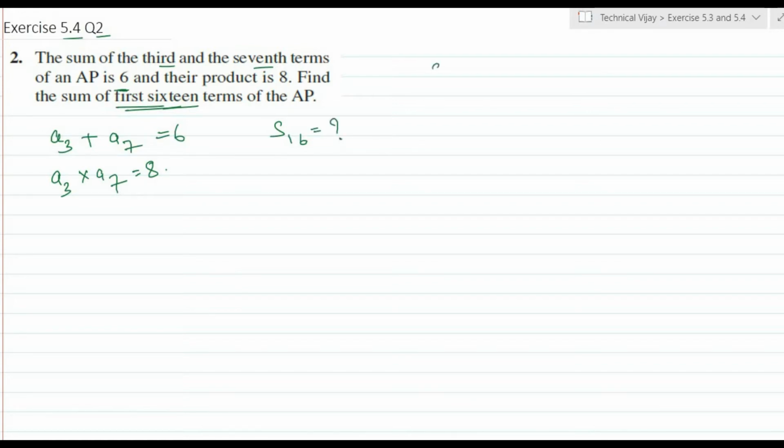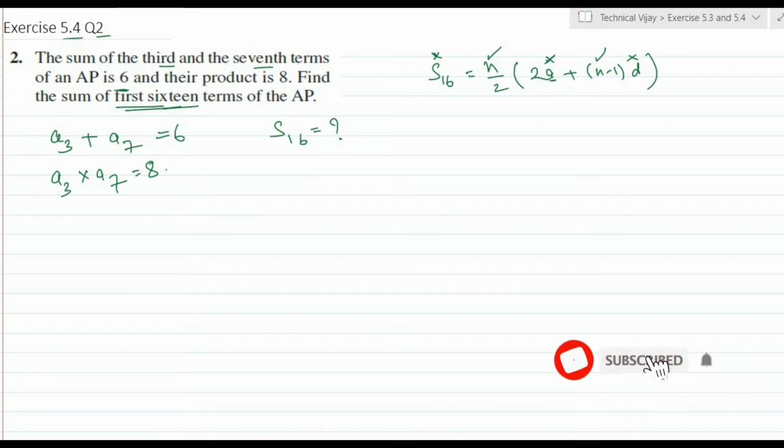So for finding S16, what should we know? So the n by 2 formula we will write: n by 2 into (2a plus (n minus 1) into d). See here, S16 we have to find out. n, the number of terms, we know. d also we don't know, a also we don't know. So first we have to calculate a and d.